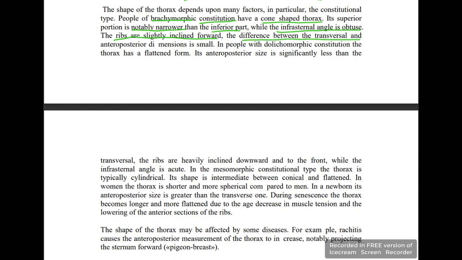The difference between the transversal and anterior posterior dimension is small. In people with the dolichomorphic constitution, the thorax has a flattened form. The anterior posterior size is significantly less than the transversal. The ribs are heavily inclined downward and to the front.